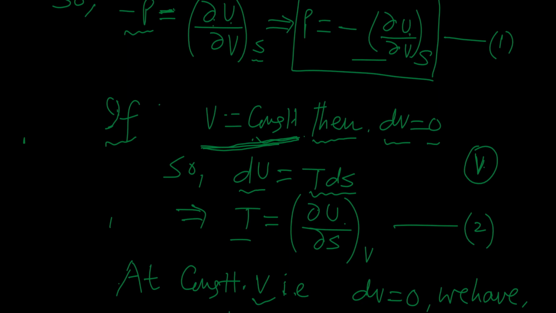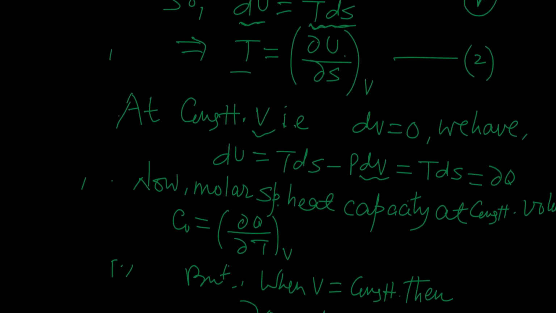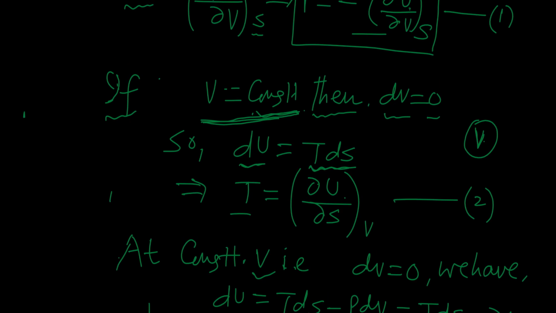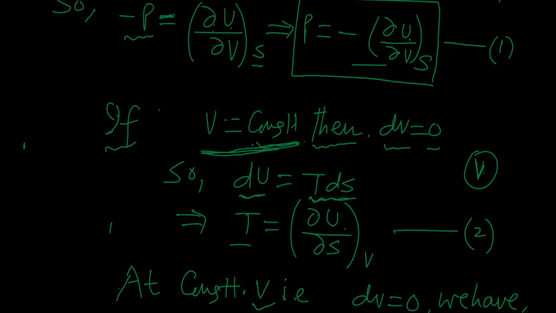du equal to T ds. And this implies what is T? T will be del U by del S, but when? Only when V is constant. So we impose the condition V is constant here. Now we have two equations, that is equation 1 and equation 2. Let us see these two equations. Here we see that P equal to minus del U by del V at constant S, and in equation 2 we see that T equal to del U by del S at constant V.